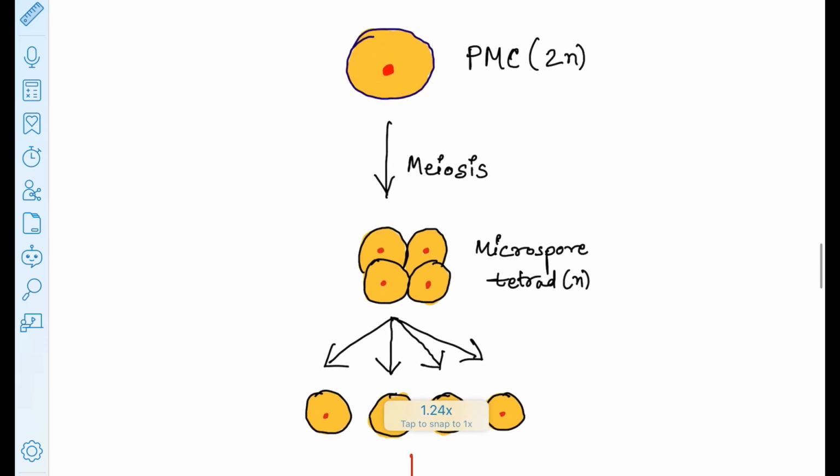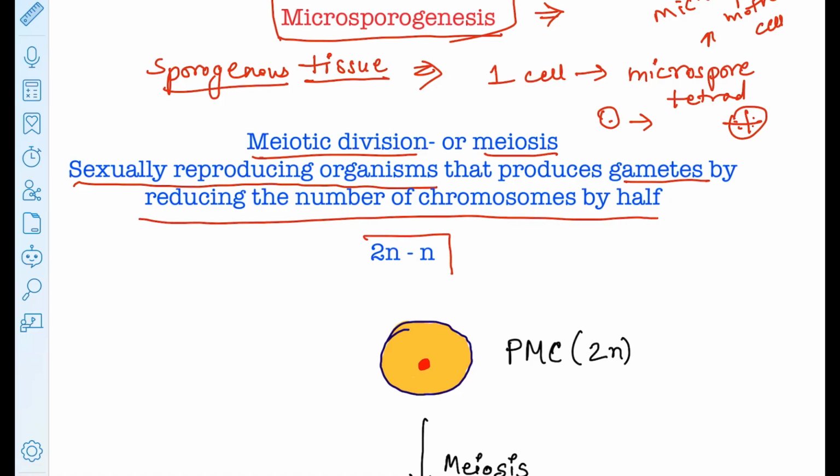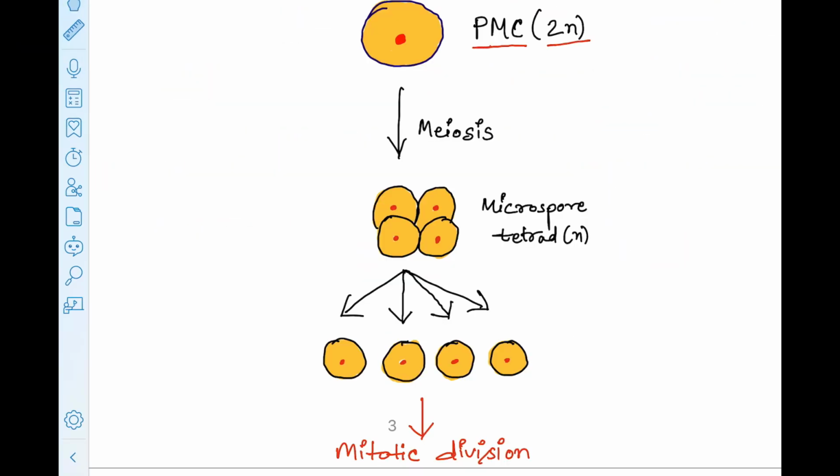Now come to this diagram. Here meiosis or meiotic division is taking place. So meiosis occurs in all sexually reproducing organisms that produce gametes by reducing the number of chromosomes by half. We can say that 2n is getting converted into n. Okay. Now this is a pollen mother cell we just discussed and how many chromosomes does it have? 2n. So it undergoes meiotic division, then it forms a microspore tetrad.